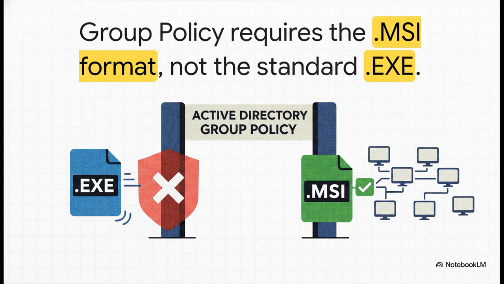If you're deploying software through group policy, you cannot use your standard .exe files. AD requires the installer to be in the .msi format. If a software vendor only gives you an exe, you're going to have to use a third-party tool to convert it to an MSI before you can push it out.